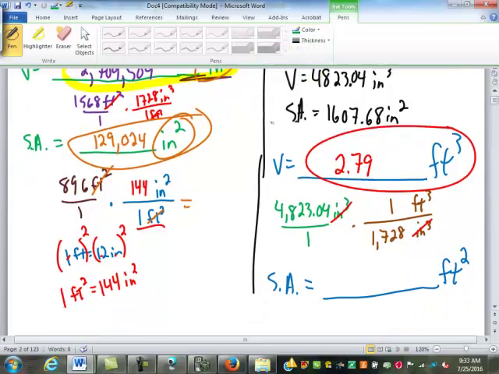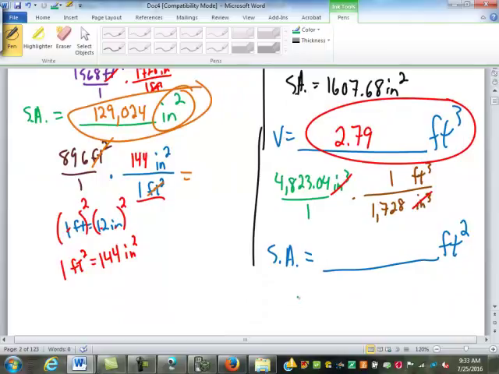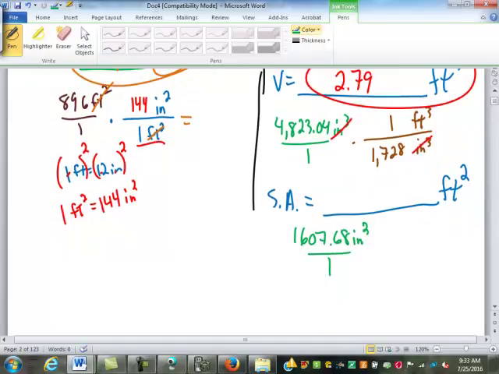So now down here for our surface area, we have the 1,607.68 square inches. We'll put that over 1. What goes in our conversion factor? What's going to go on bottom? What unit? Square inches, inches squared. Square feet will go on top. And we know that 1 square foot is how many square inches?